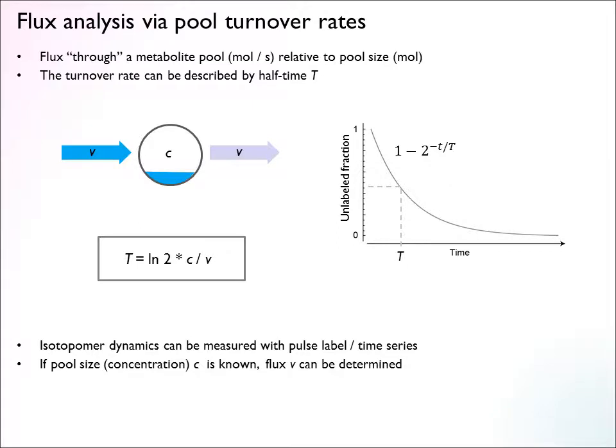It's a bit laborious. It requires you to make time series, so you have to make multiple measurements, and sometimes at pretty tight time intervals, so that's not so easy. And if you want to determine the fluxes in absolute amounts, you also have to know the pool size, the absolute concentration of a metabolite inside a cell. Those are pretty difficult experiments and measurements to do, but it can be done. If you can do it, it's a quite powerful method, and in some cases you can use it to determine fluxes which are difficult to get by other methods.